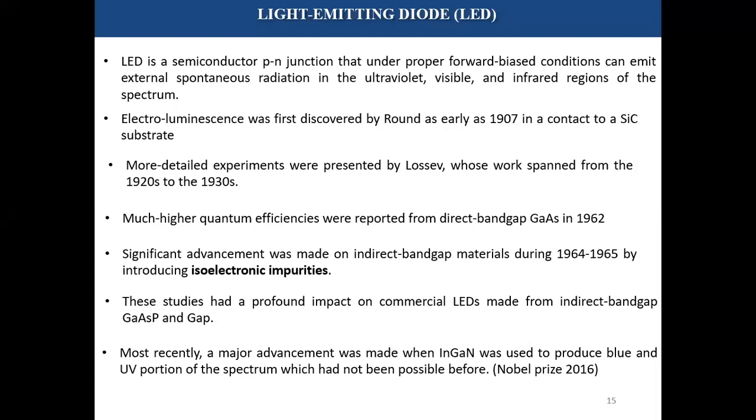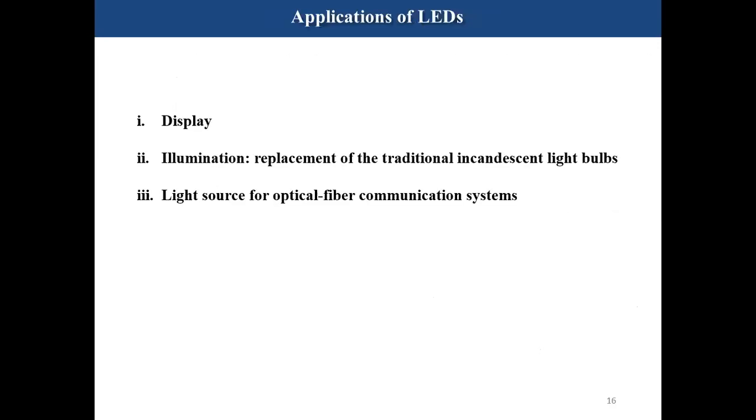Detailed experiments were further carried out until 1930. Much higher quantum efficiencies were reported for direct bandgap materials like gallium arsenide. Significant advancements were further made in indirect bandgap materials by introducing isoelectronic impurities. These studies had a profound impact on the commercial LEDs made from indirect bandgap gallium arsenide phosphide and gallium phosphide. Most recently, a major advancement was made in indium gallium nitride, used to produce the blue and ultraviolet portion of the spectrum, which had not been possible before. So that is where there was another Nobel Prize in 2016.